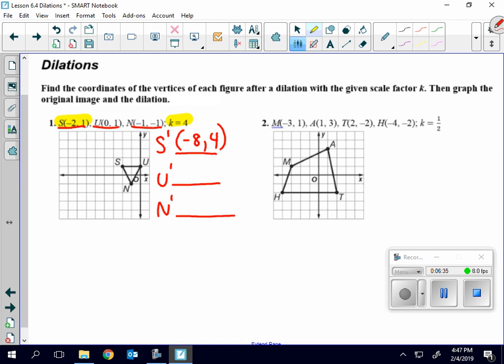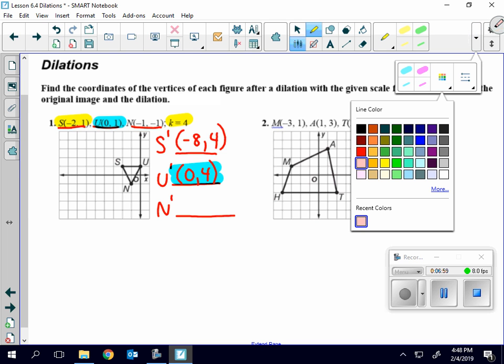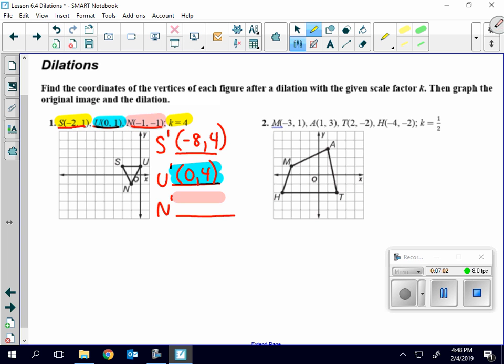Okay, let's look at this one. I'll do it in a different color just in case it helps you. We have U here, and it's going to become U prime here. We're going to multiply each of those by 4. Well, 0 times 4 is still 0, and 1 times 4 is 4. All right, and then let's do pink. N is here. It's going to end up over here. All right, -1 times 4 is -4. And obviously, we have another -4 here. And all you need to do is plot those points.